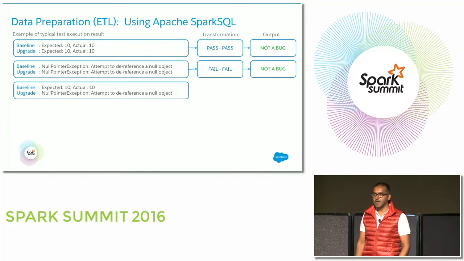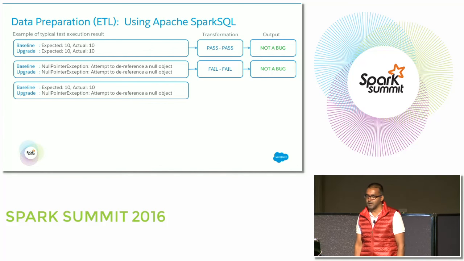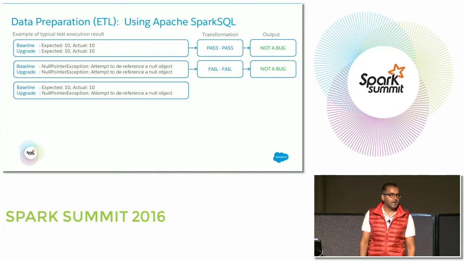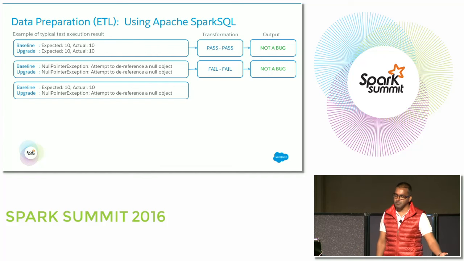The third scenario is where it gets a little bit interesting. We have a baseline execution where a test is making an assertion, expected 10, and actual is 10. So the test has passed. But what happened when running the same test on the upgraded version is that there is an exception being thrown, a null pointer exception, which is a fail.